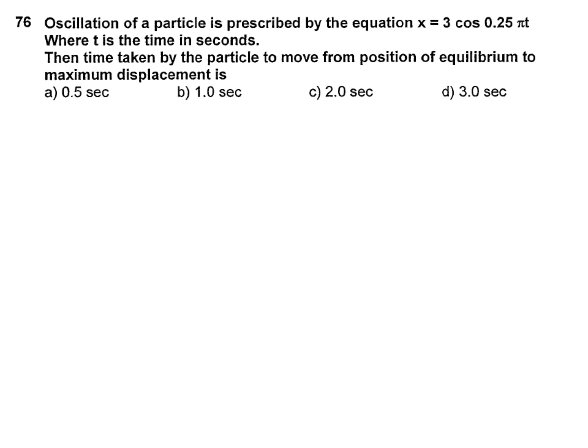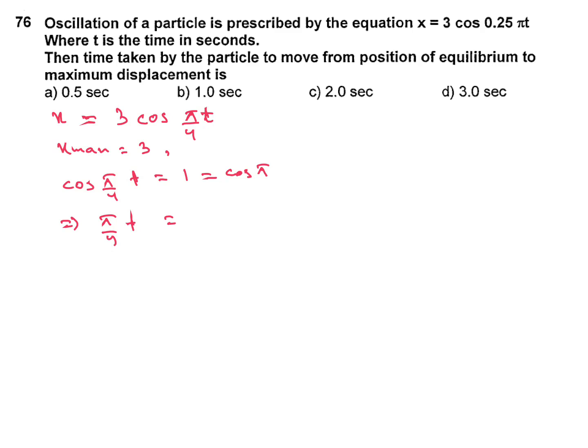Your equation is x = 3 cos 0.25πt. 0.25 is 1 by 4, so π by 4 into t, and our displacement maximum is 3. In that case, cos(π/4 t) = 1, or cos π, so π by 4 into t equals π, t equals 4 seconds.